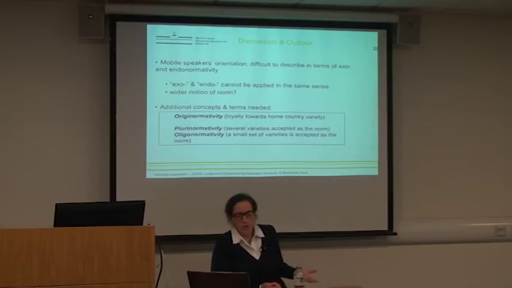But there needs to be a term for what if people actually show loyalty towards a home country variety. And I've called this origin normativity here. What if several varieties are accepted as the norm? Maybe plurinormativity. And something that I think might also be quite likely is that people accept a small set of varieties only. And so we might call this oligonormativity.